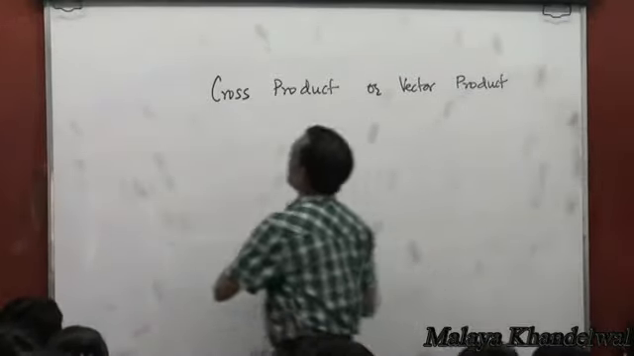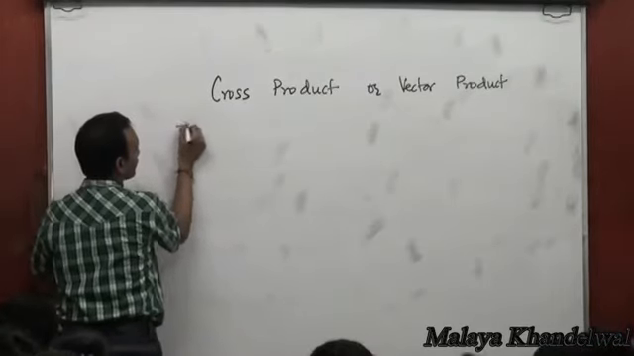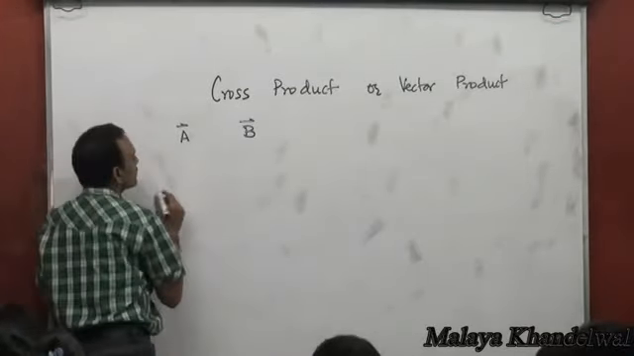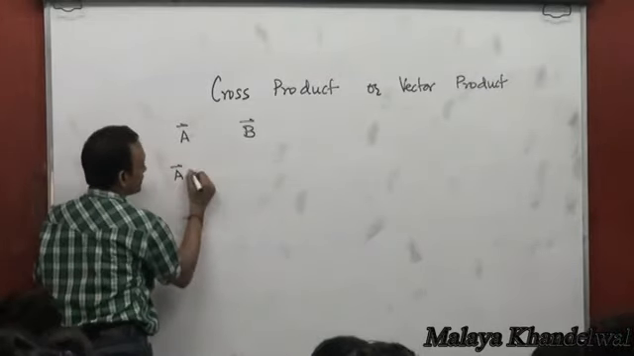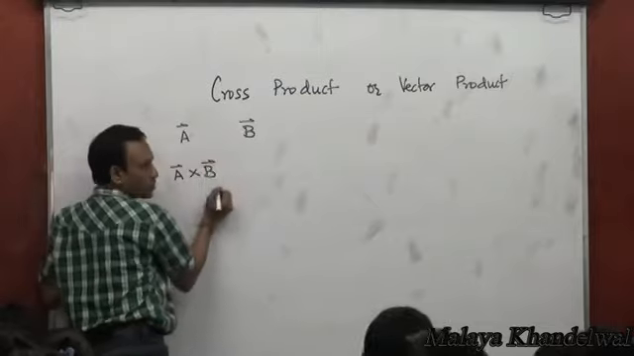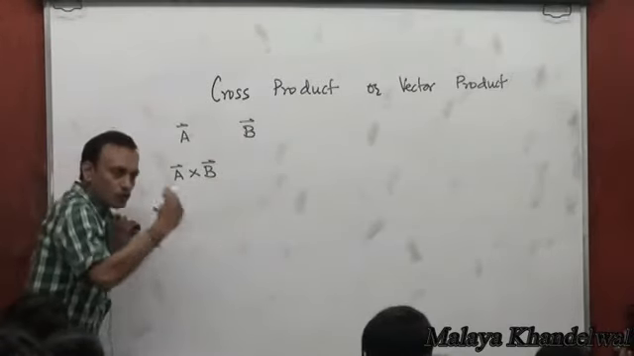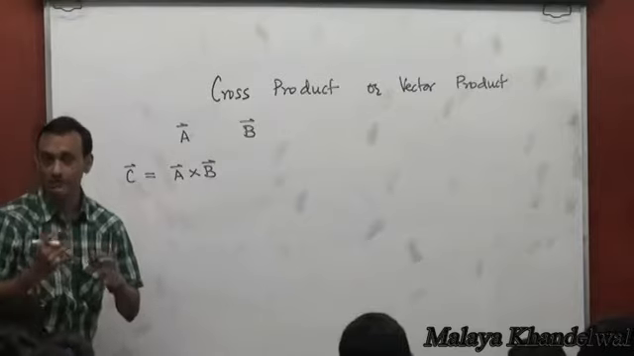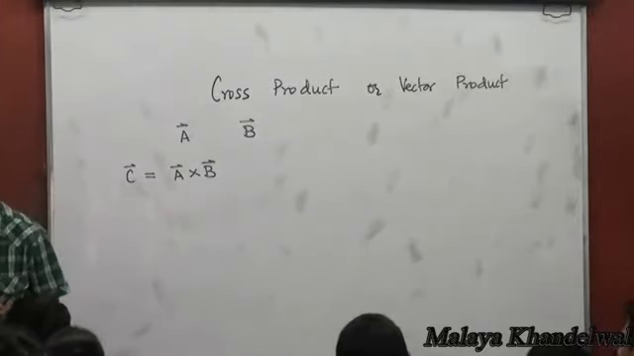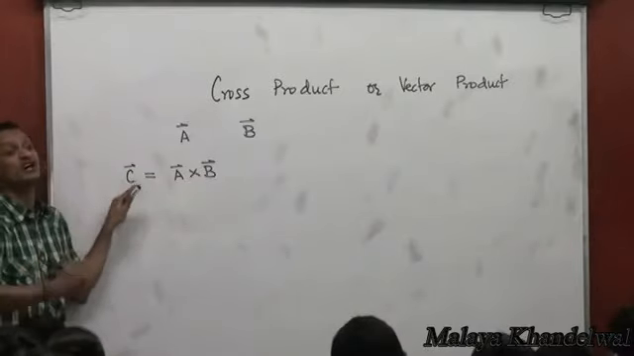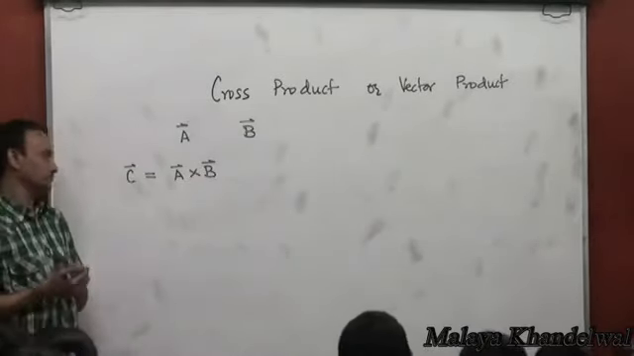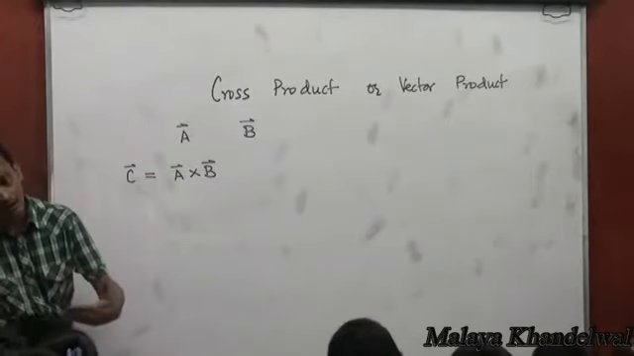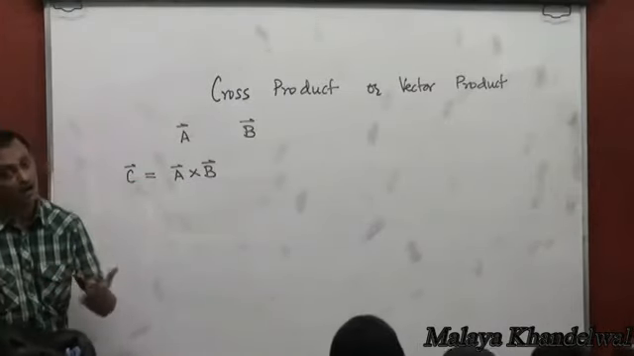Now, if I have two vectors A and B, then A cross B is an operation which produces an output which is a vector C. Unlike A dot B that produces an output which is a number, a scalar, A cross B produces an output which is a vector C. Now, if the output of A cross B is the vector C, then C must have a magnitude, C must have a direction, right?